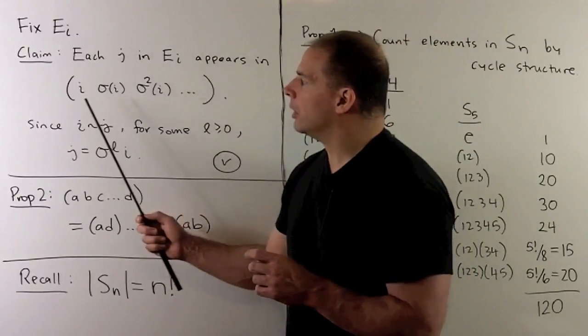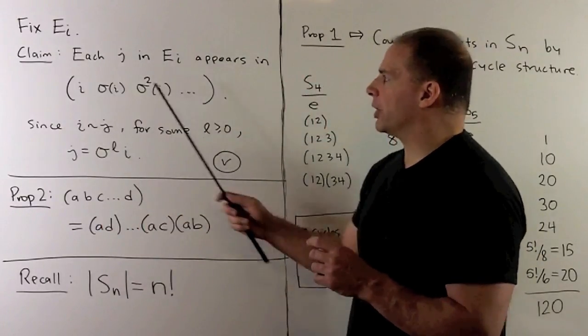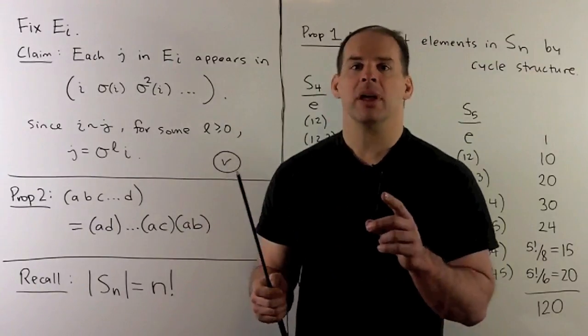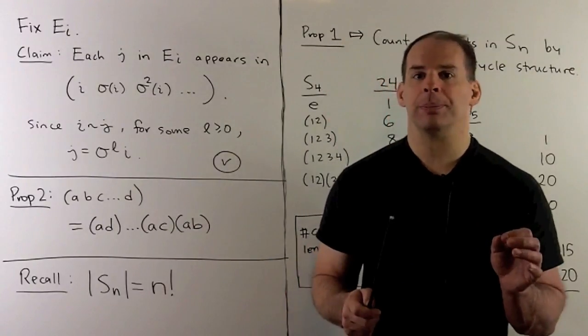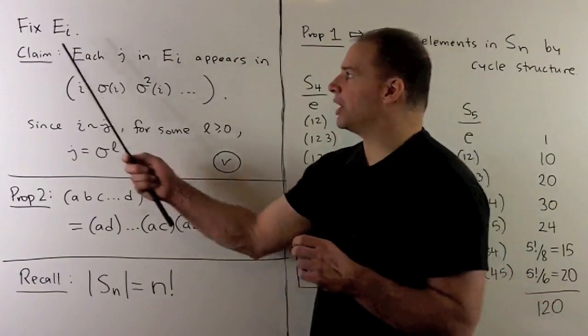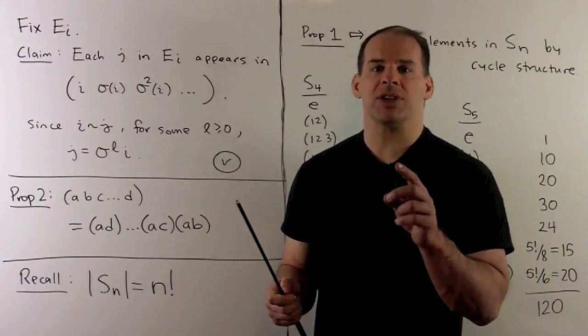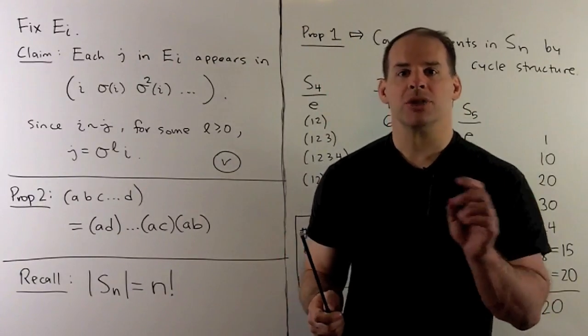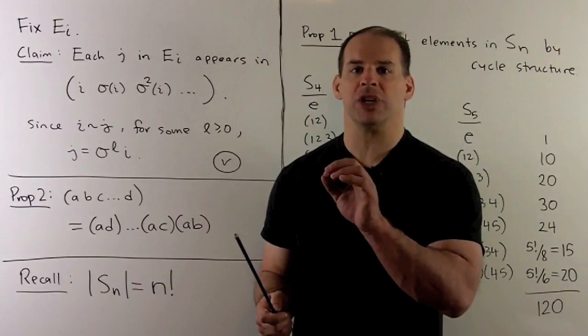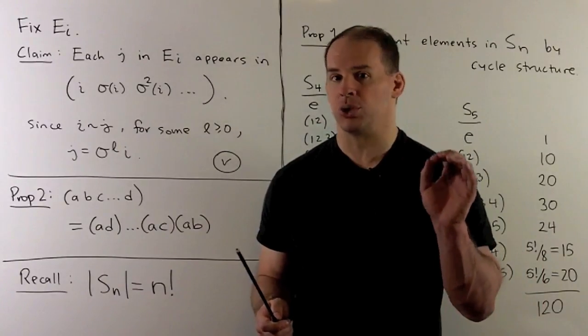Now, because the E sub I's are disjoint, the cycles that come out will be disjoint. Because we have a partition, every element of X is going to appear in one of our cycles. So that completely describes our permutation as a product of mutually disjoint cycles.